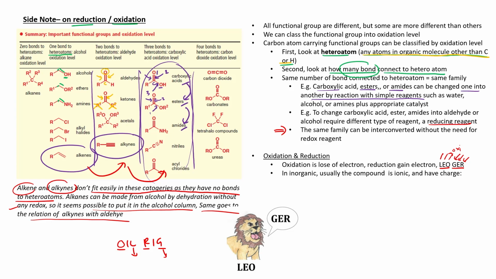Okay, in organic chemistry usually compounds are ionic and have charge. Normally when we talk about redox reactions, we talk about inorganic chemistry. So for example, this video, let me put the video first.